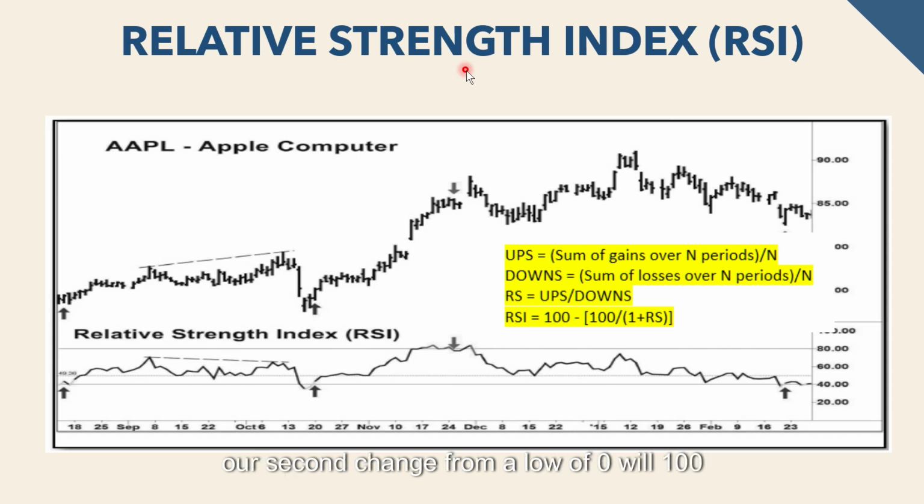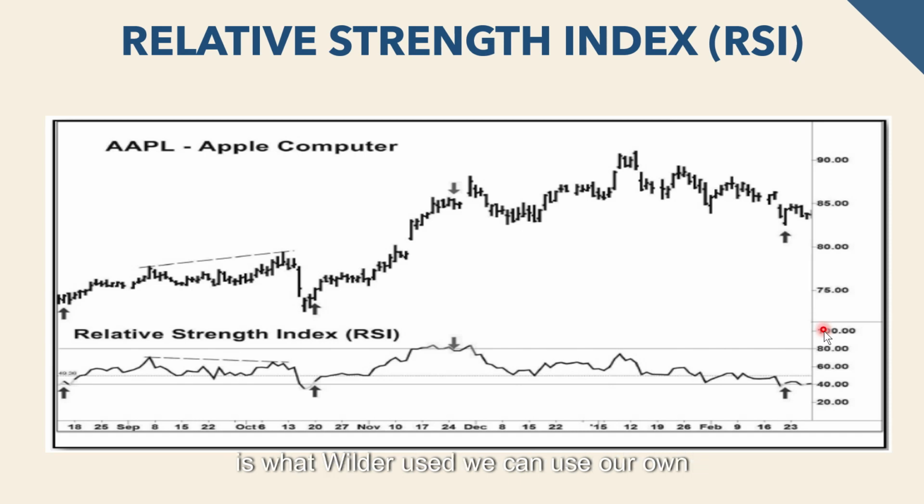RSI can change from a low of 0 to 100. Wilder used 14 days as the relevant period, but this is what Wilder used. We can use our own number of days as per our set. How to interpret RSI? When the RSI is above 50, the midpoint of the bounded range, the underlying trend in price is usually upward. Conversely, it is downward when the RSI is below 50.